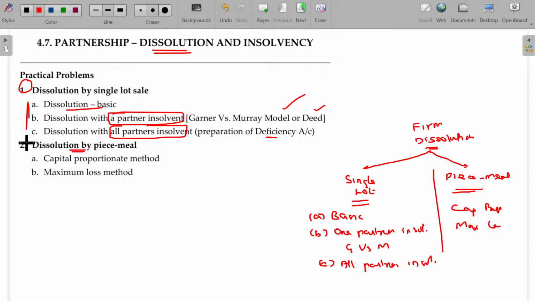Dissolution, piecemeal distribution case. We have the capital proportionate method and the maximum loss method. So we have two methods here. The maximum loss method is a replication of the Garner versus Murray model. In case of general dissolution, the capital proportionate method is there. And in order to apply the Garner versus Murray method, you have to go for the maximum loss method. In the question, they may ask you to prepare using either the capital proportionate method or the maximum loss method, whatever it may be, you just follow that.